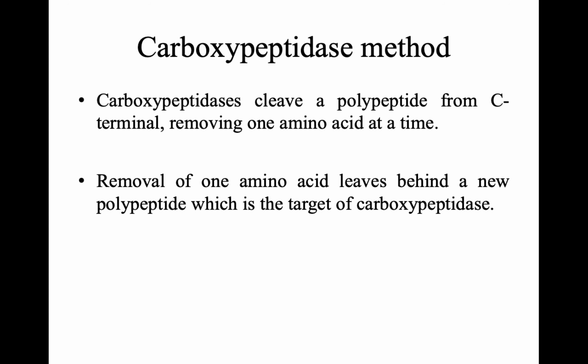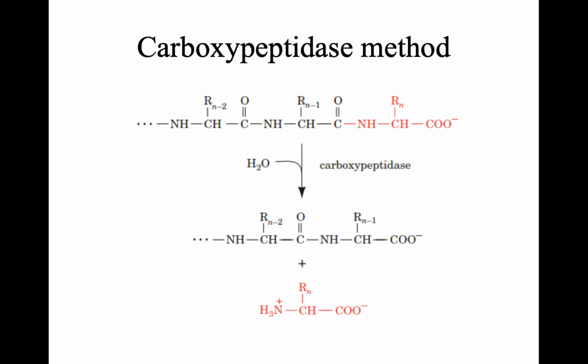The next method is the carboxypeptidase method. In this method, we use the carboxypeptidase enzyme, which cleaves the polypeptide from the C-terminal end, removing one amino acid at a time. Removal of one amino acid leaves behind a new polypeptide, which is also a target for the carboxypeptidase. Here is the polypeptide chain, and if it is exposed to carboxypeptidase, it cleaves the C-terminal residue, indicated in red, which is released and can be purified and identified.